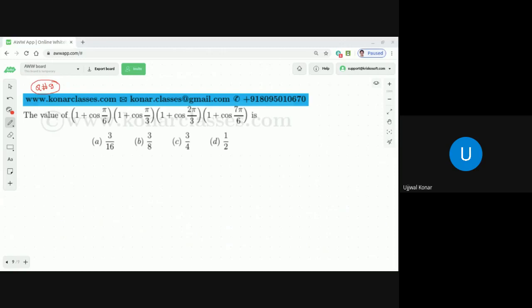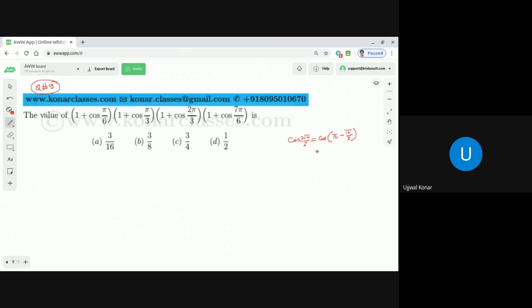Pi by 6, pi by 3, you are aware of. Only thing is that cos 2 pi by 3 and cos 7 pi by 6. So how can we find the value of cos 2 pi by 3? Cos 2 pi by 3 is equal to cos (pi minus pi by 3).